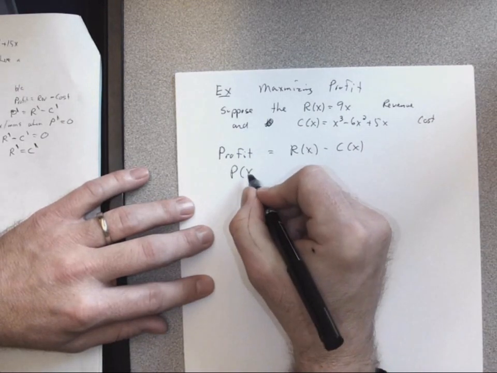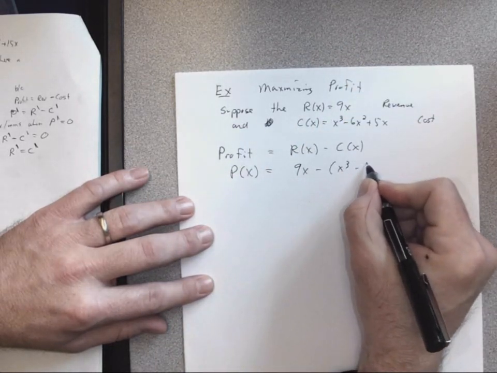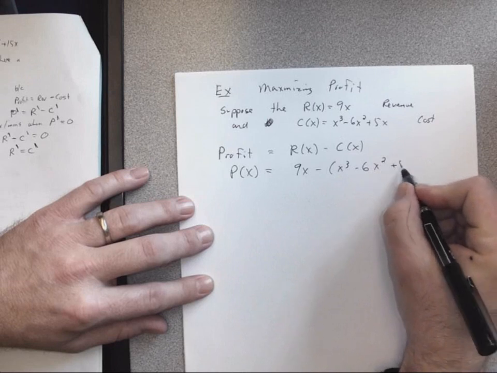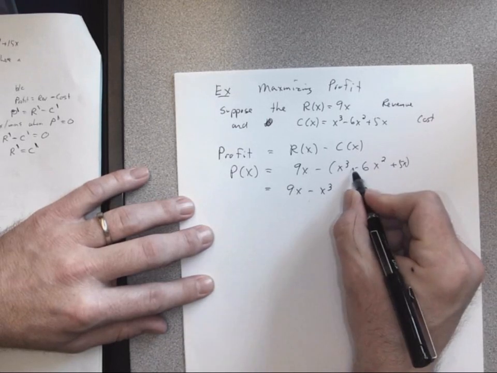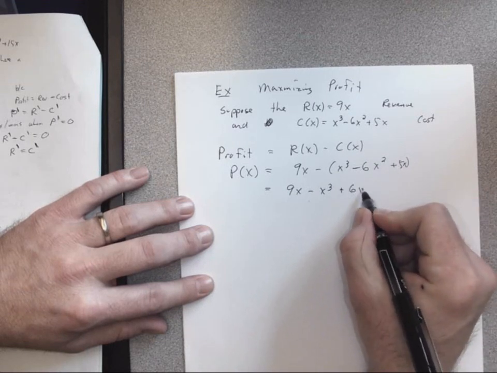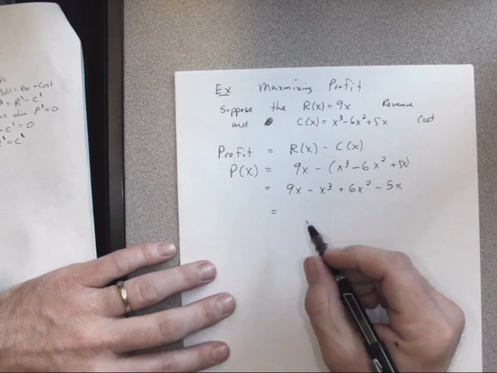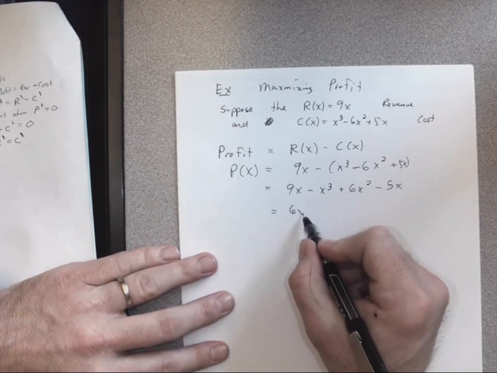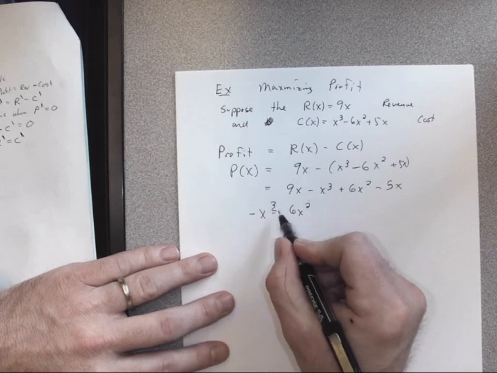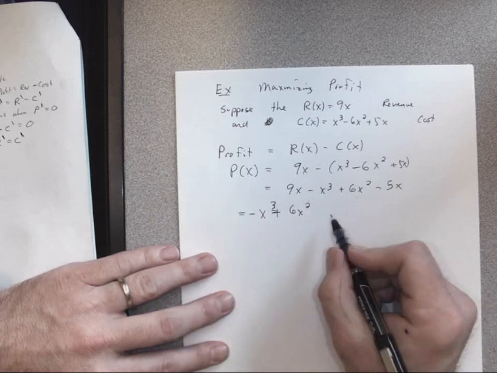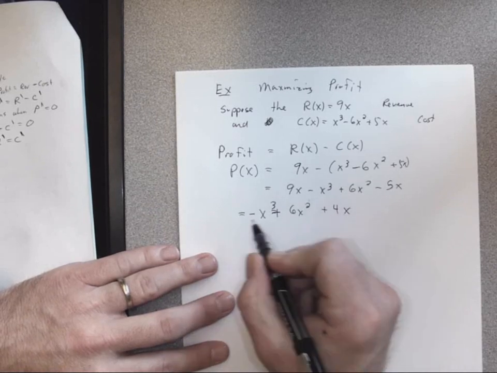So P of x is going to be equal to this minus this. So it's going to be 9x minus x cubed minus 6x squared plus 15x. So we're going to have 9x minus x cubed plus 6x squared minus 15x. So this is going to be equal to, no, I want to do the x cubed first. So negative x cubed plus 6x squared plus 4x. That's P of x.